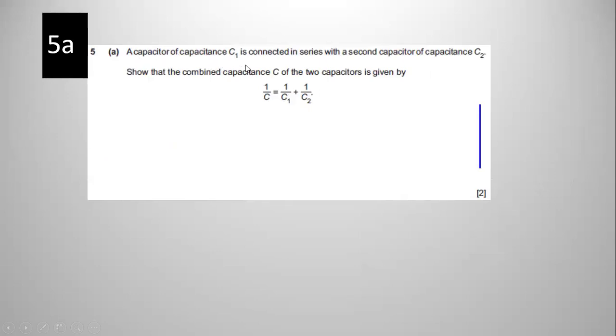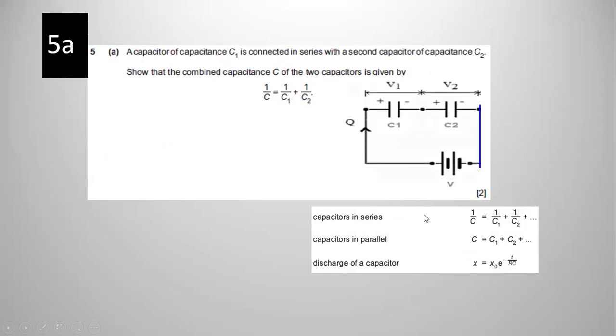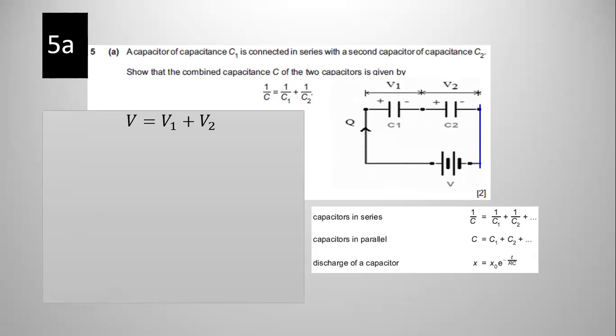Capacitor C1 is connected in series with a second capacitor C2. Show that the combined capacitance C of the two capacitors is given by the equation, right? That is given in your formula sheet. If you want, you can draw a picture to help you picture it in your mind and to help you explain your working. Right? Apply potential difference. Internal resistance negligible. V is V1 plus V2.